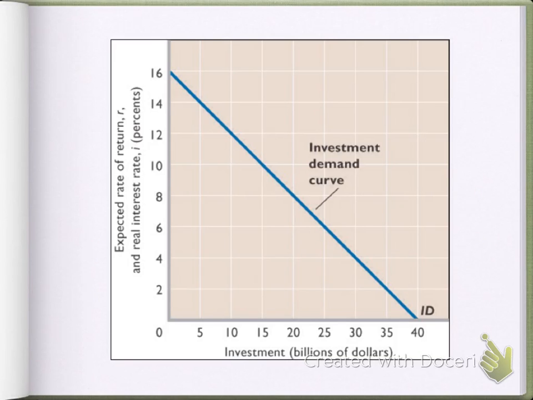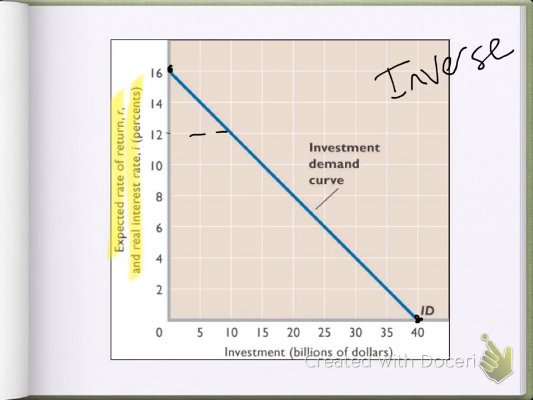So here's a demand curve. As you would expect, at really high rates of interest, will companies want to spend on investment? And the answer is no. At 16%, they would not want to spend any money on investment. Down at 0%, they would want to spend $40 billion on investment. So there's an inverse relationship, as you'd expect.